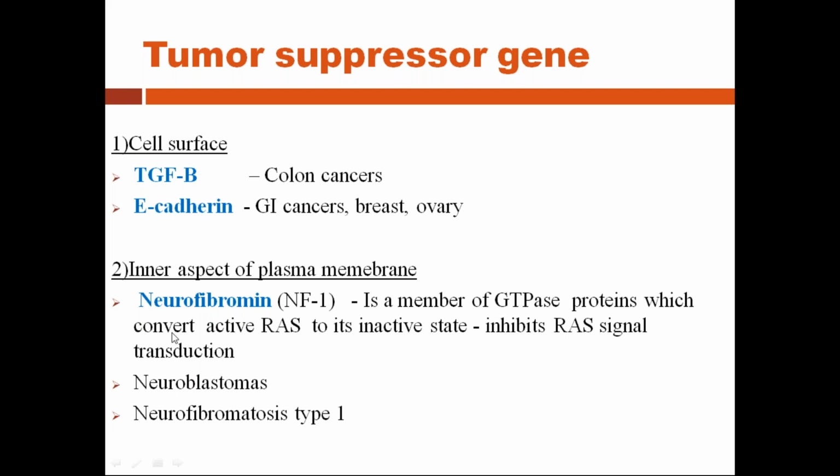So it is inactivated in case of neuroblastomas and neurofibromatosis type 1. These are the different types you will get in soft tissue tumors. We'll be teaching that again, and this you will also get in the kidney chapter. We'll again teach you there. And these are some of the examples you have to remember now only.